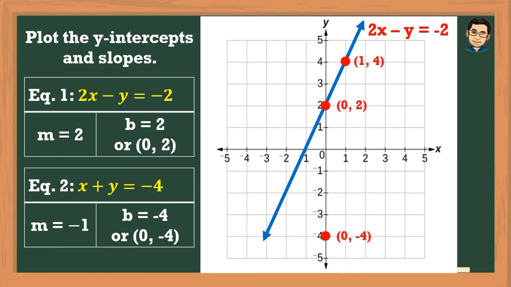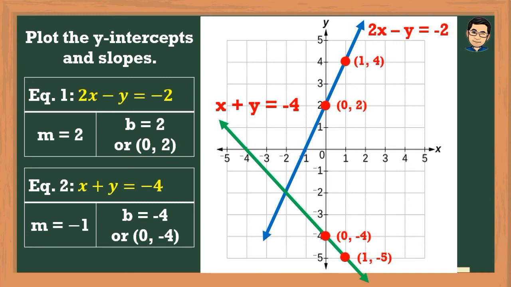And then, since negative slope tayo, bababa tayo ng isa. And then, pupunta tayo ng kanan, isa din. So, ayan yan. And then, i-connect natin yun. Ayan, (1, negative 5). Then, i-connect natin yung dalawang points na yon. So, yan po yung graph ng x plus y is equal to negative 4.